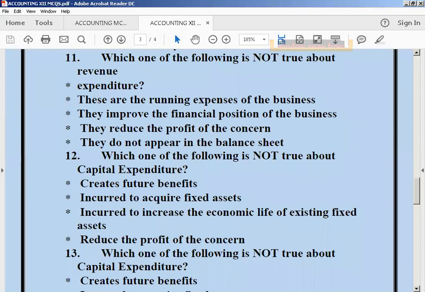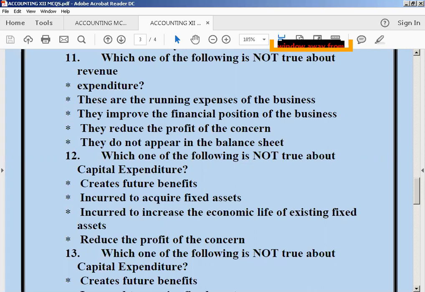MCQ number 12, we have which one of the following is not true about capital expenditure? Which one is not true? So you have to choose the wrong one. Okay, so when you have the question which one of the following is not true, it means you have to pick the wrong statement.